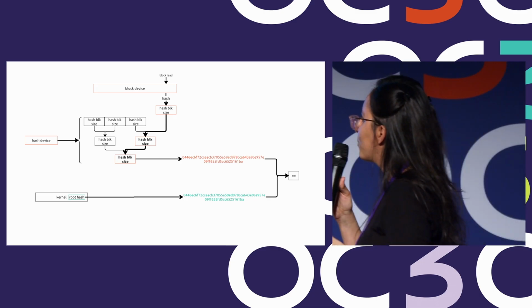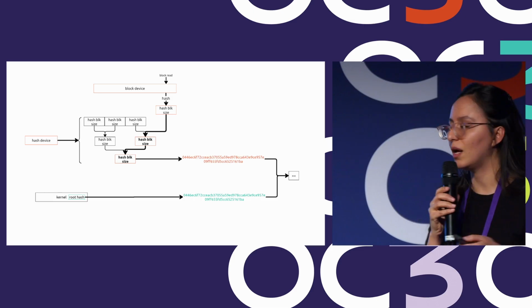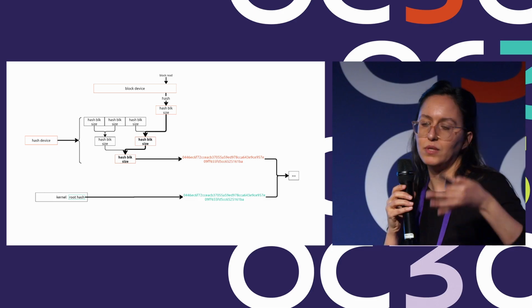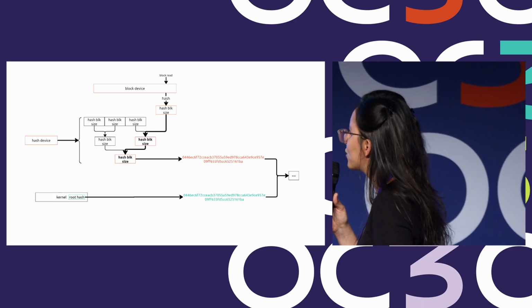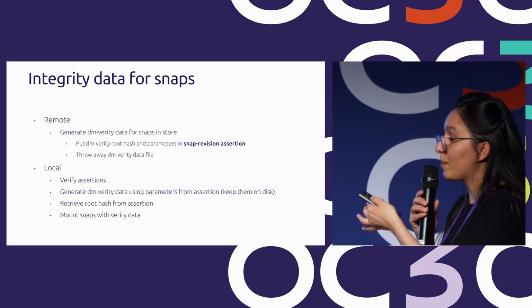So it works at the block level. I'm not going to go into the details of it, but you just pre-compute a Merkle tree of hashes. You have the root hash, and then at runtime, you just compare against the root hash. To be specific, for Ubuntu Core, this is how we are making use of it.